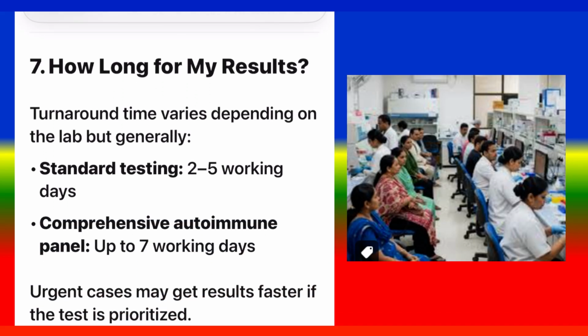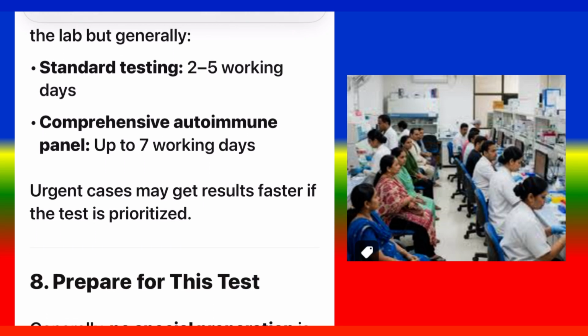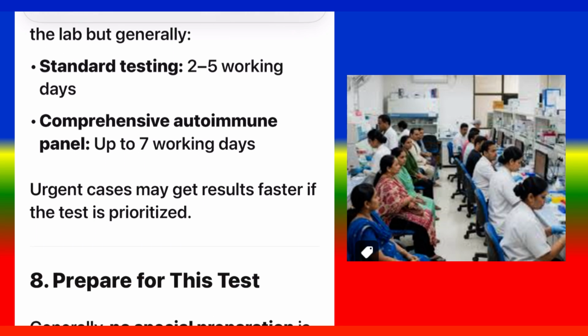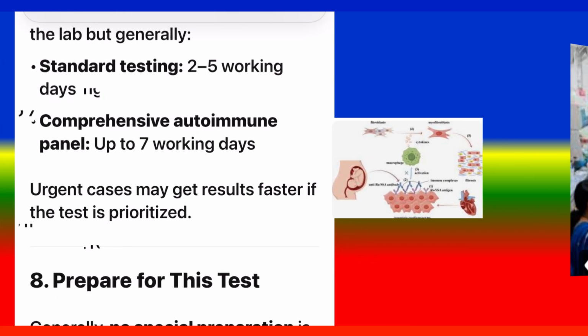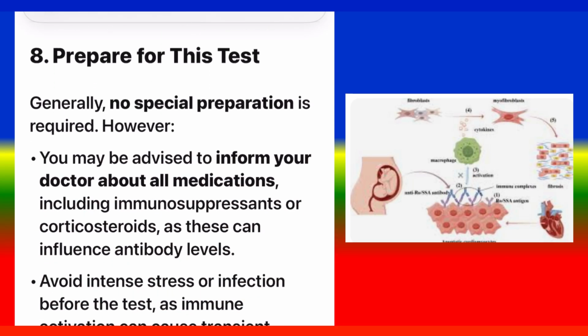Number 7. How long for my results? Turnaround time varies depending on the lab, but generally, standard testing, 2 to 5 working days. Comprehensive autoimmune panel, up to 7 working days. Urgent cases may get results faster if the test is prioritized. 8. Preparing for this test. Generally, no special preparation is required.